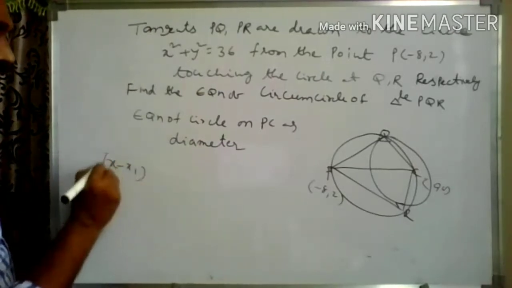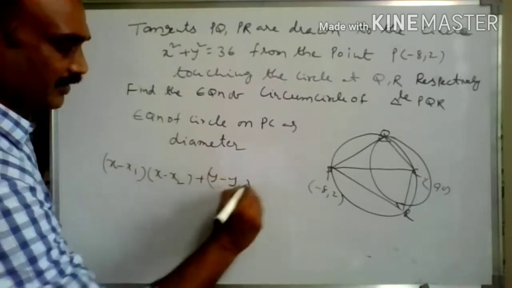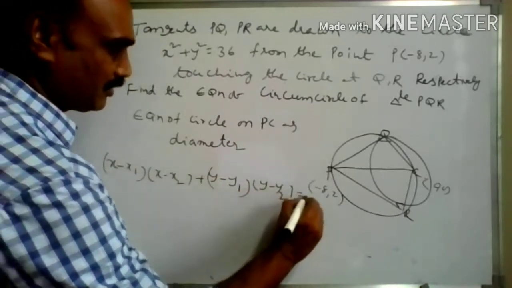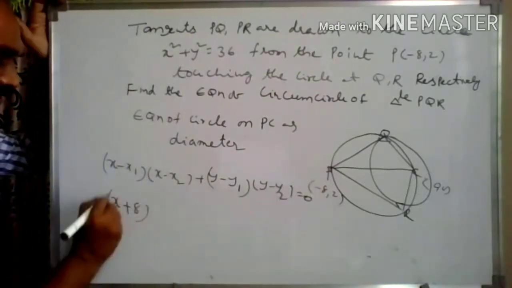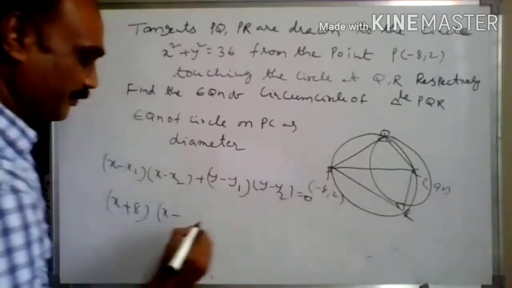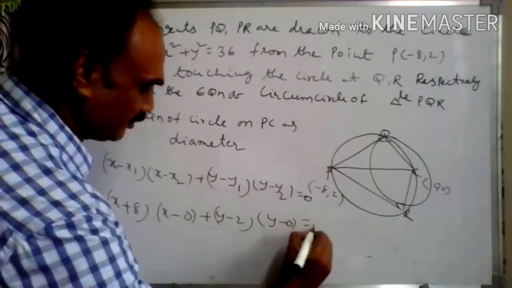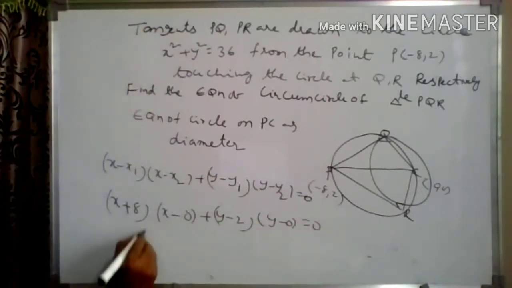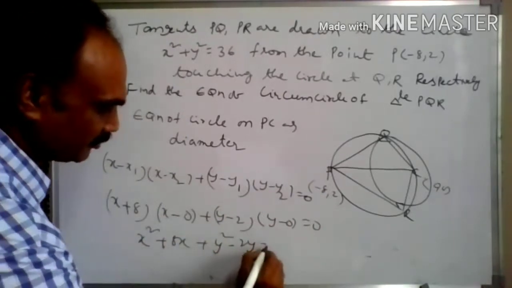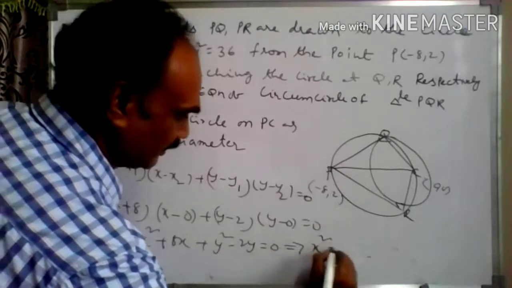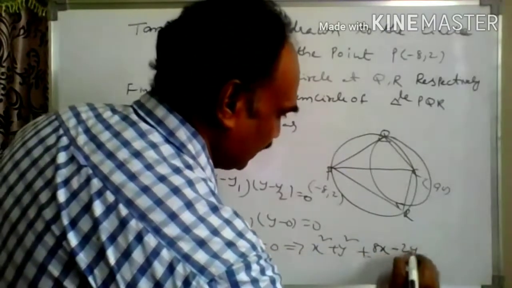Circle equation with diameter ends formula: x minus x1 into x minus x2 plus y minus y1 into y minus y2 is equal to 0. That is x minus x1, minus 8, that is x plus 8, into x minus x2, 0, plus y minus y1, 2, into y minus y2, 0, is equal to 0. This is x square plus 8x, this is y square minus 2y is equal to 0. This implies x square plus y square plus 8x minus 2y is equal to 0.